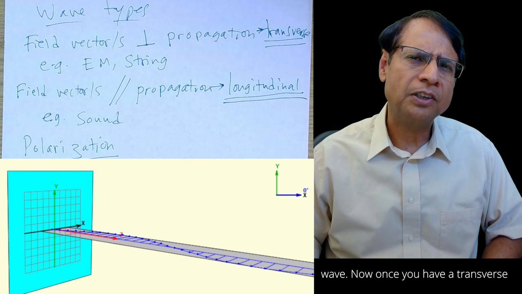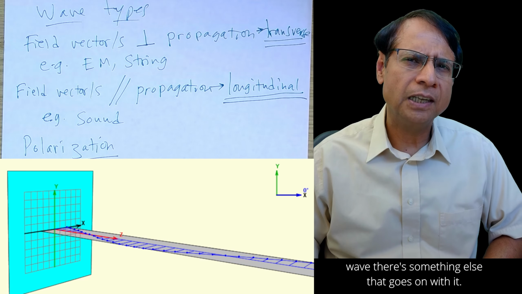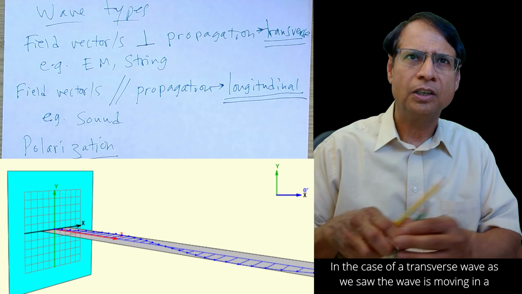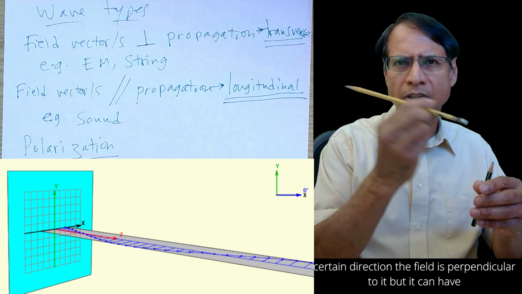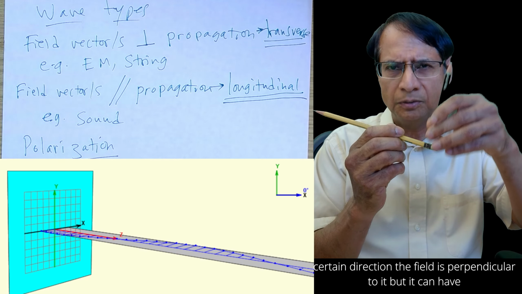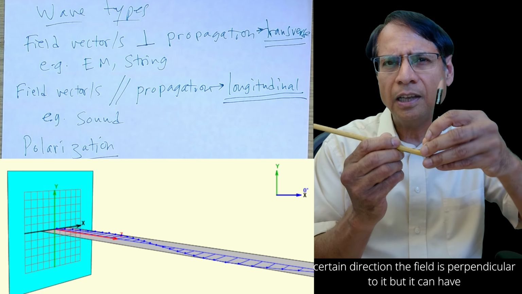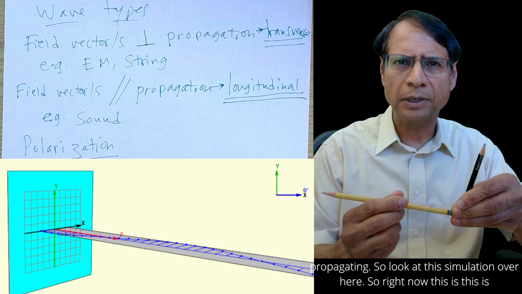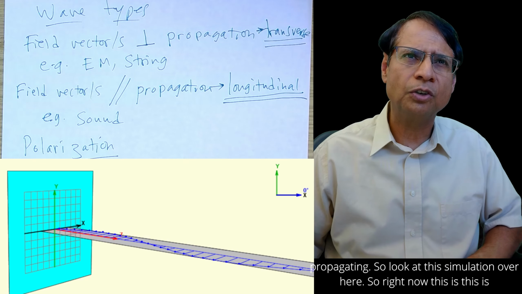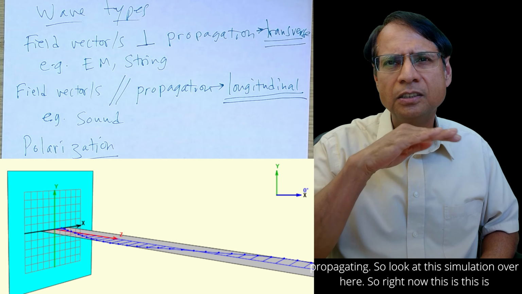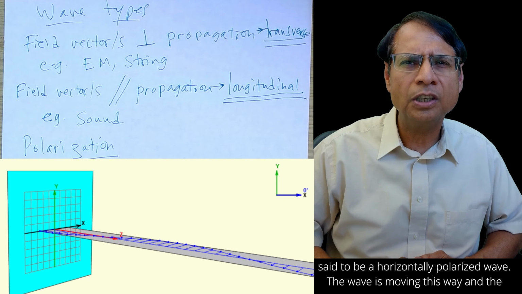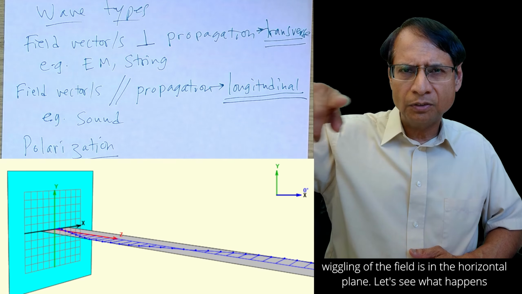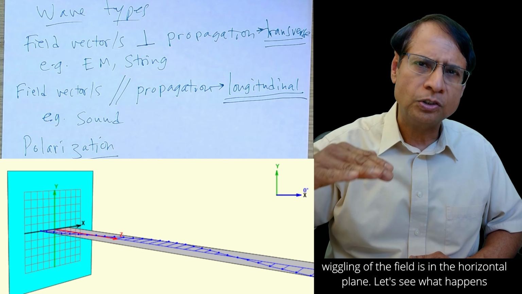Now, once you have a transverse wave, there's something else that goes on with it. In the case of a transverse wave, as we saw, if the wave is moving in a certain direction, the field is perpendicular to it, but it can have different angles relative to the direction in which it is propagating. So look at the simulation over here. So right now this is said to be a horizontally polarized wave. The wave is moving this way and the wiggling of the field is in the horizontal plane.